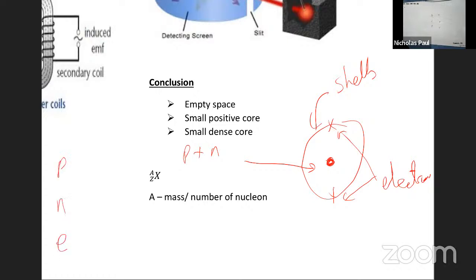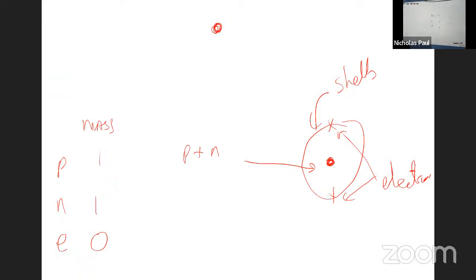Remember, you have protons, neutrons, and electrons. What's the mass of the protons? One. Mass of the neutrons is one, and the mass of the electron is zero. If you have a core, when the particles come here, they would deflect, so they change course slightly, but there are one or two that hit it and reflect, so they come right back at you. Deflection is where the angle is less than 180, and reflection is where they come right back at you.